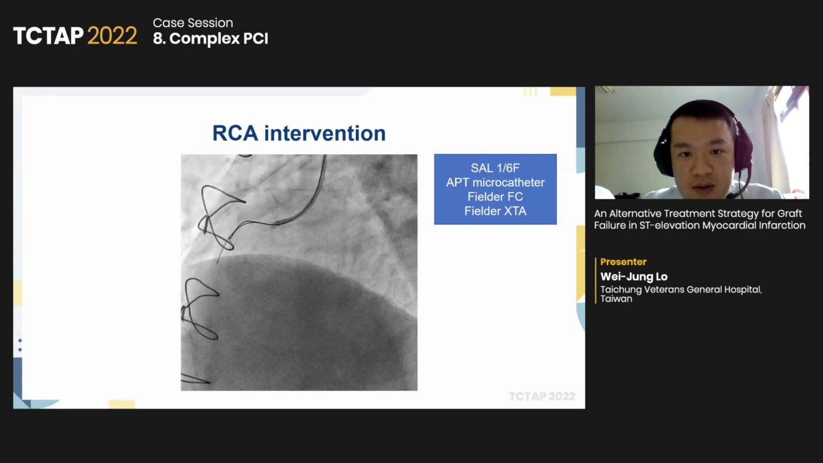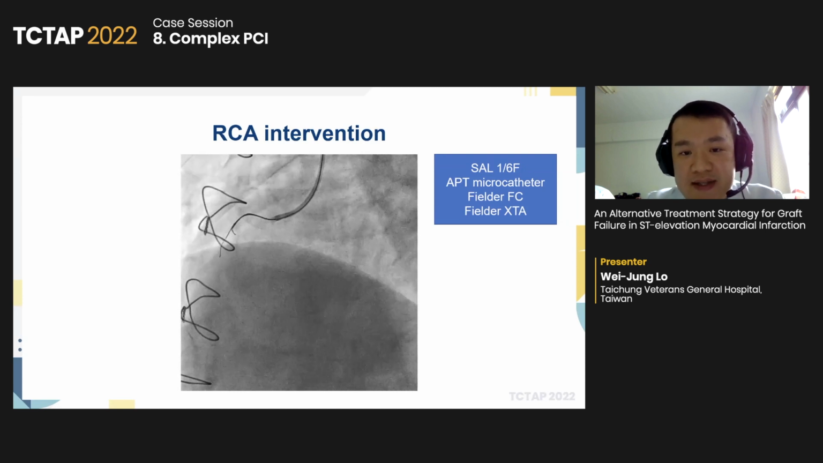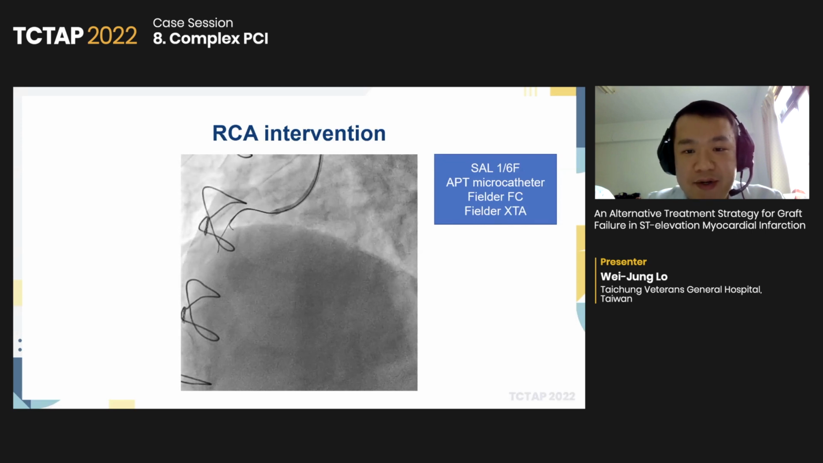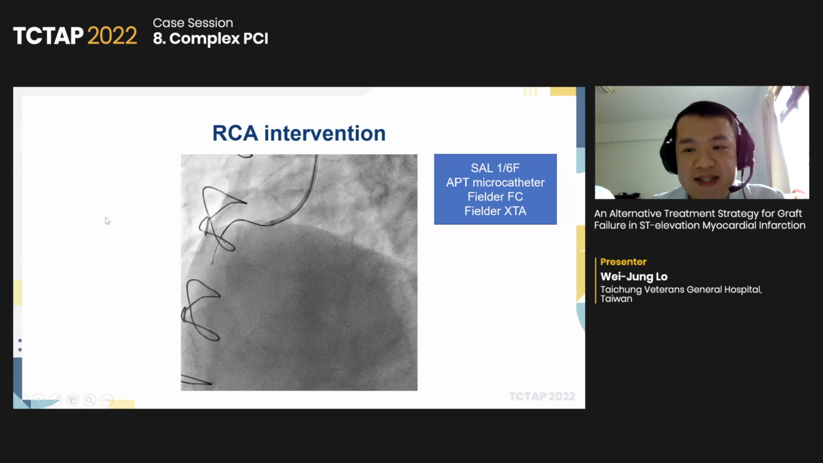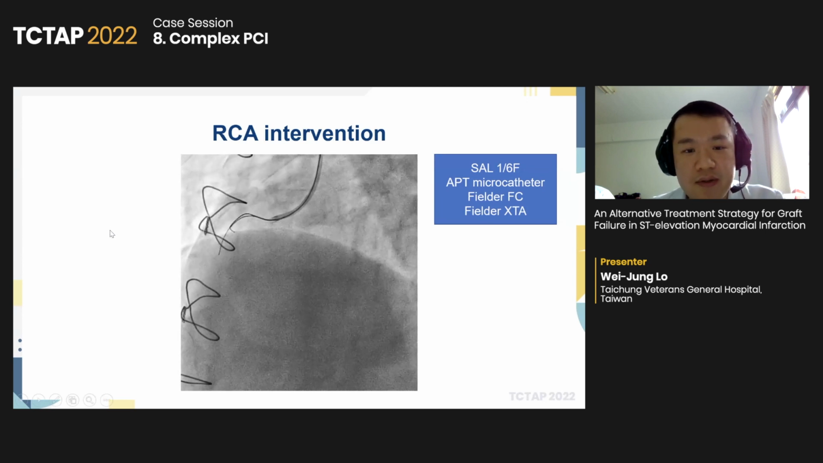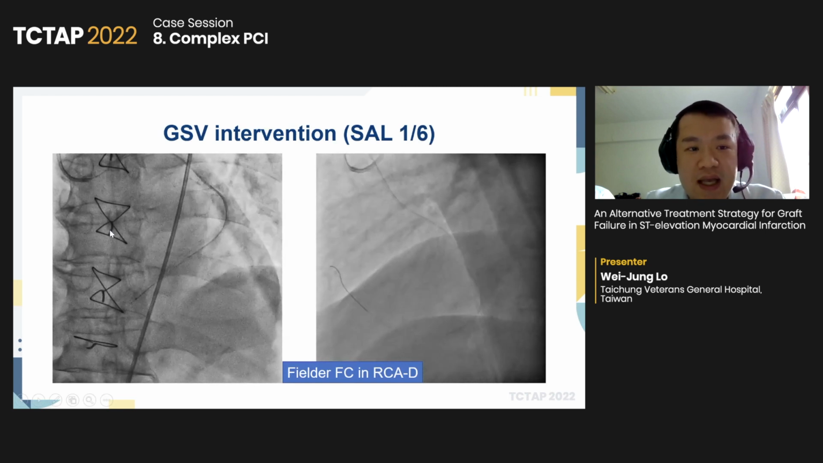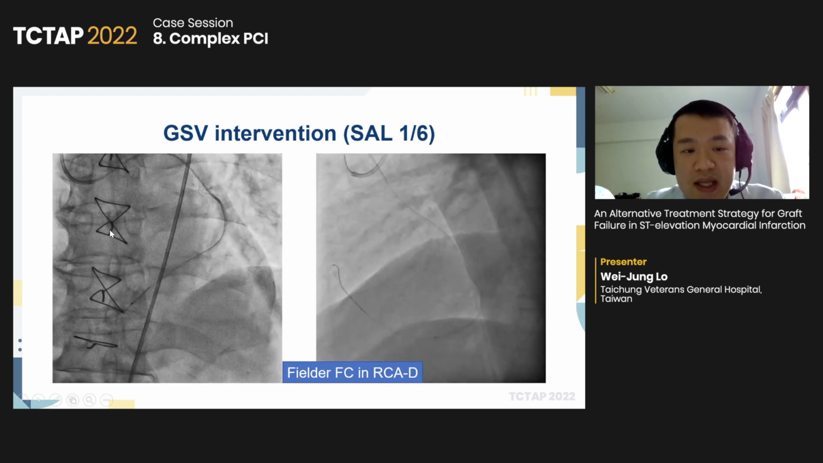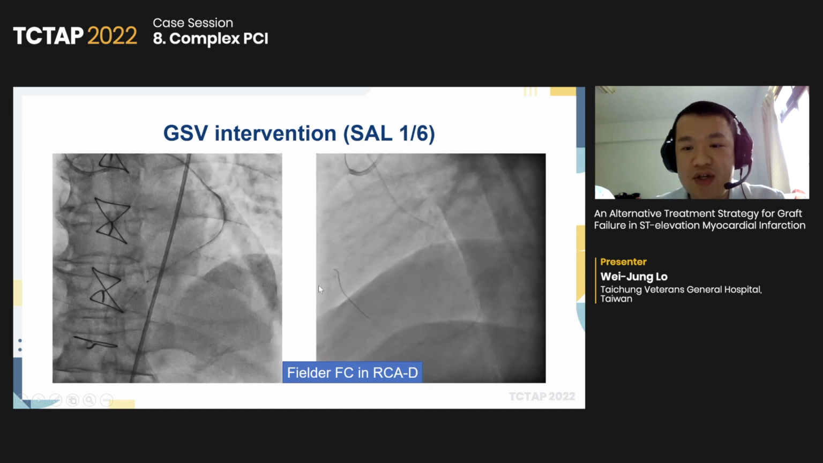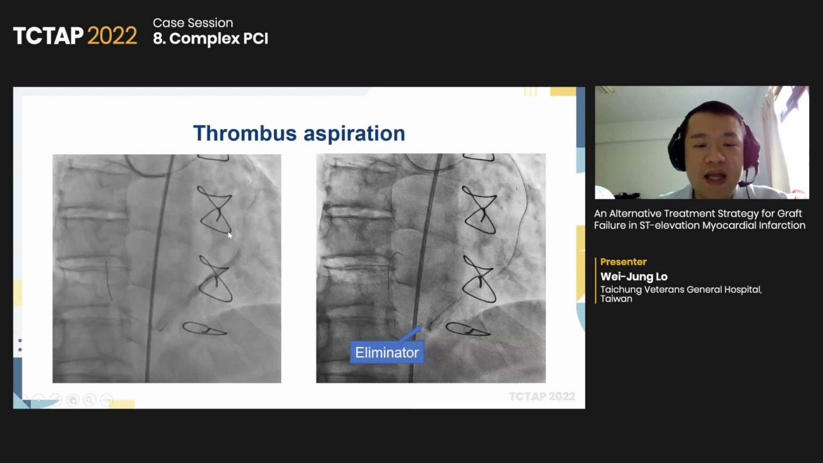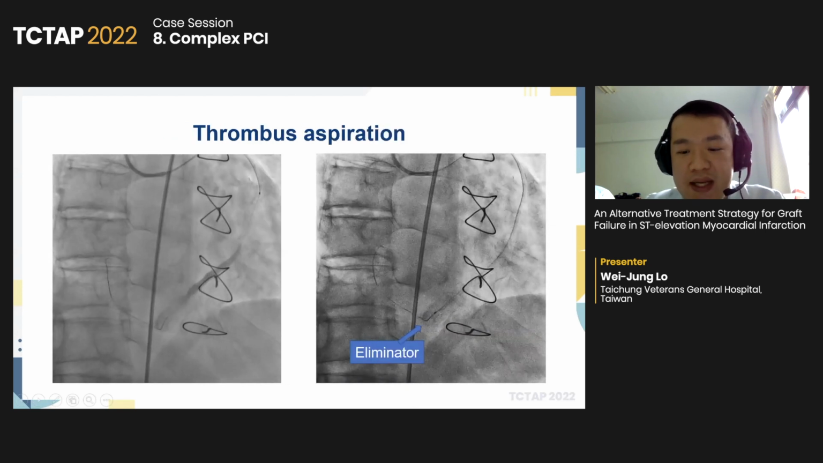Initially, we considered the total occlusion of middle RCA as the culprit lesion, and we decided to perform PCI for it. An SL guiding catheter was engaged to the RCA, and then we supported with an APT microcatheter. Filter FC and Filter XDA could not cross the RCA CTO region. Then we decided to shift approach to the vein graft. The SL guiding catheter was again engaged to the vein graft, and Filter FC could advance to distal RCA successfully. And then we performed manual thrombus aspiration with Eliminator.